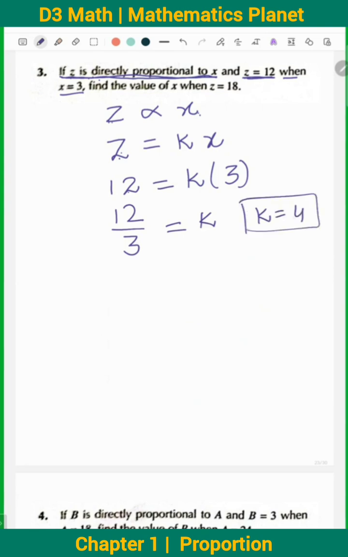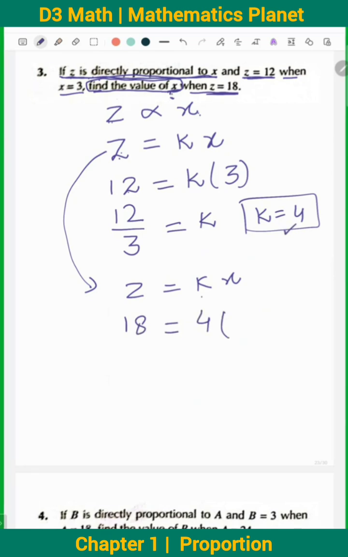Find the value of x. Now they're saying find the value of x. This is the main question, when z is equal to 18. So again, we will write the same statement: z is equal to kx. Now find the value of x when z is equal to 18. So instead of z, substitute 18, which is equal to k. What is k? 4. And x, we have to find x. So 18 by 4, which is equal to x. 2 times 2 is 4, 2 times 9 is 18, so x would be equal to 9 by 2.